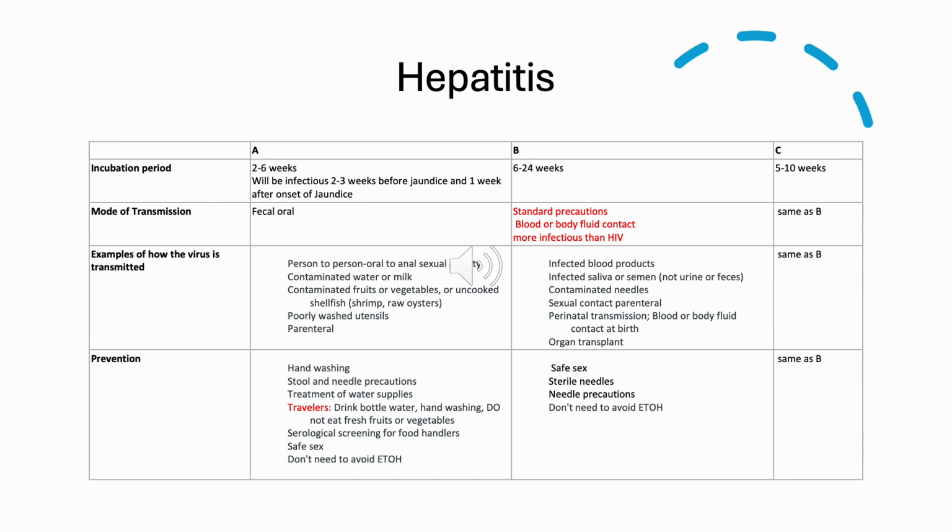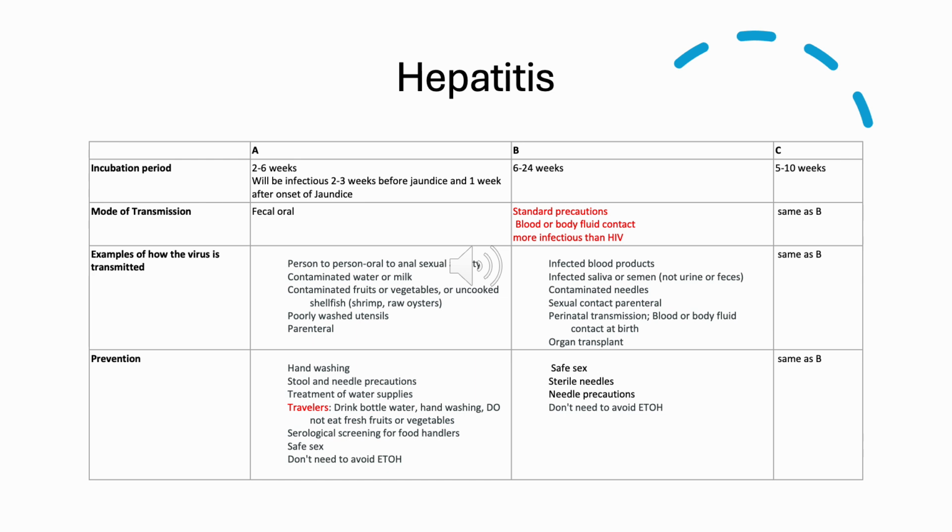Now, the mode of transmission, you're definitely going to have to know that. For A, it's fecal oral, and I remember A is for anus. That's how I remember that. B, it's transmitted through blood or bodily fluids, so I remember blood and booty fluids. So, like through sexual contact or through infected needles or infected blood products, sharing needles, I should say. And then C is the same as B, so that makes it easy, right?